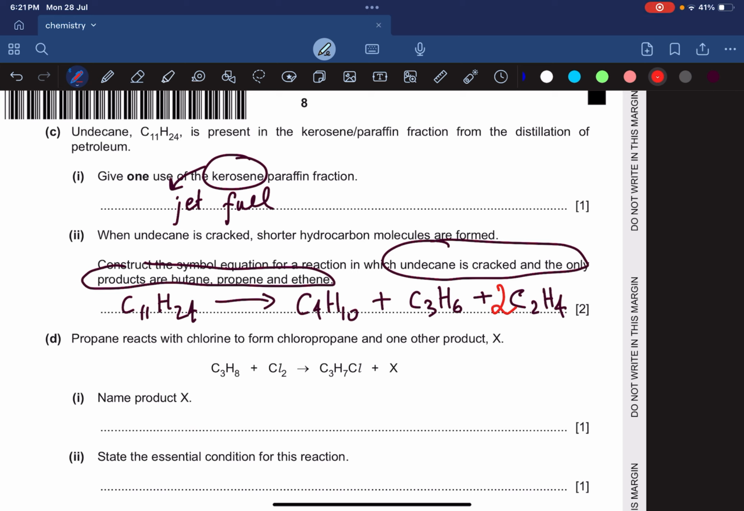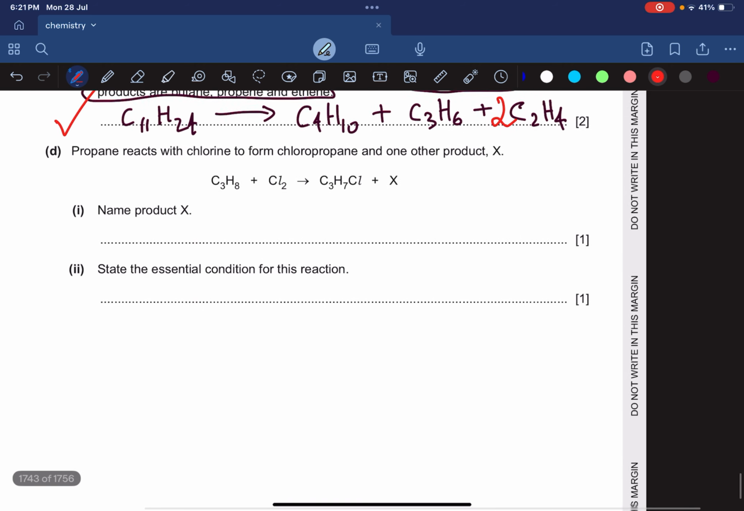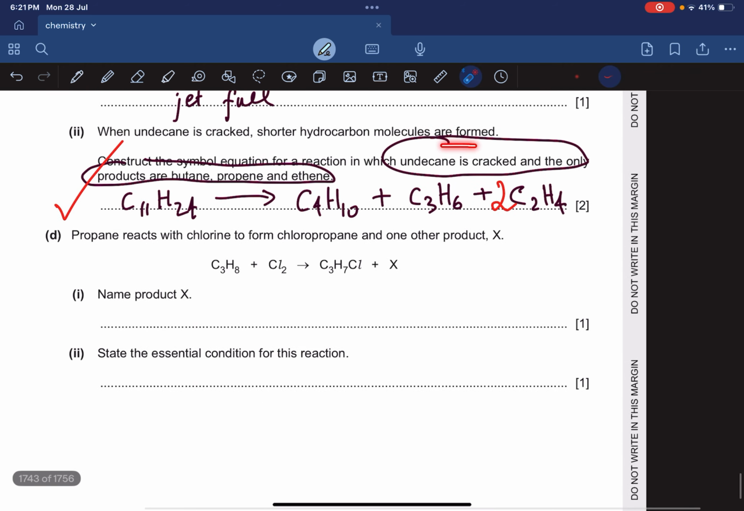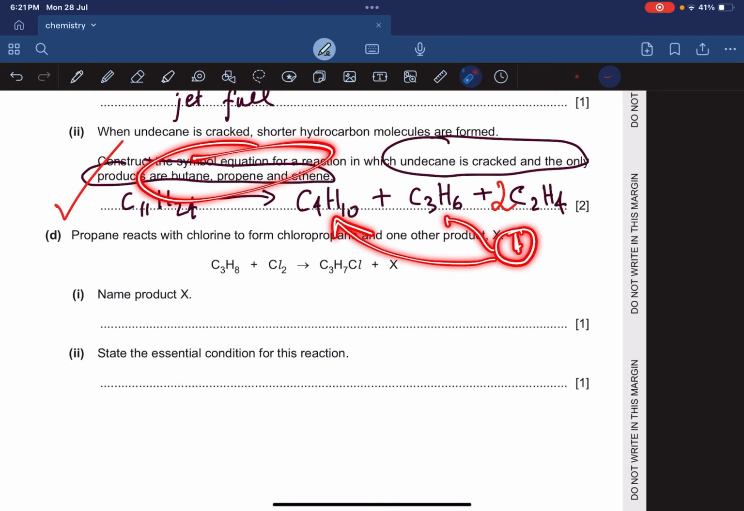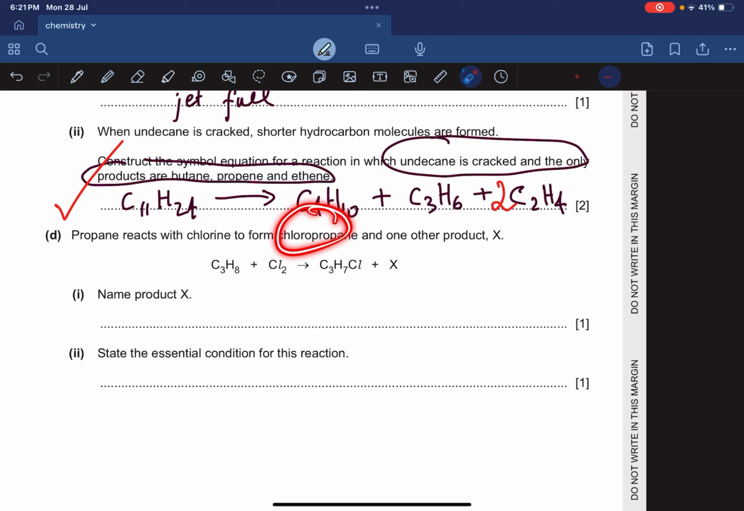Now carbons are balanced, and check out the hydrogens. 18, okay, and plus 6, that's 24. So we're done with this thing. I hope you get it that we had to balance it out as well. We didn't just have to form the products. 1 mark was for the products, that was butane, propene, ethene, and 1 mark was for balancing it. Okay, propane reacts with chlorine to form chloropropane and one other product, X.